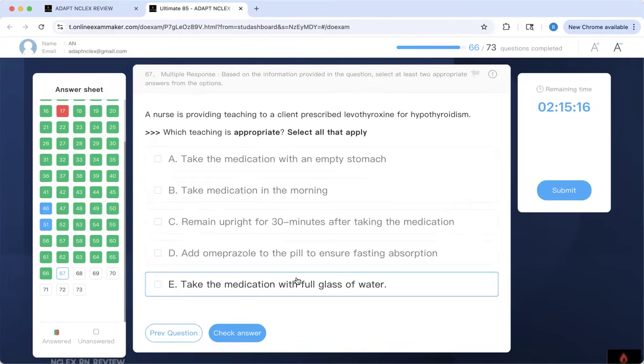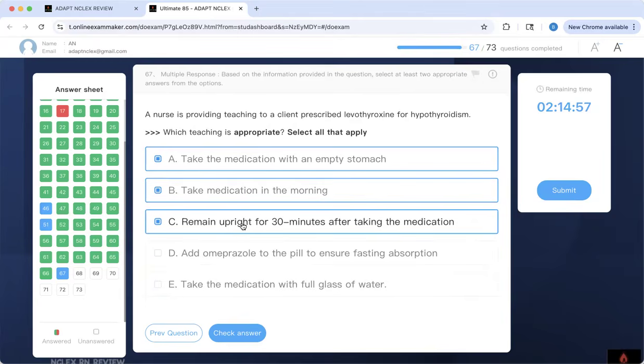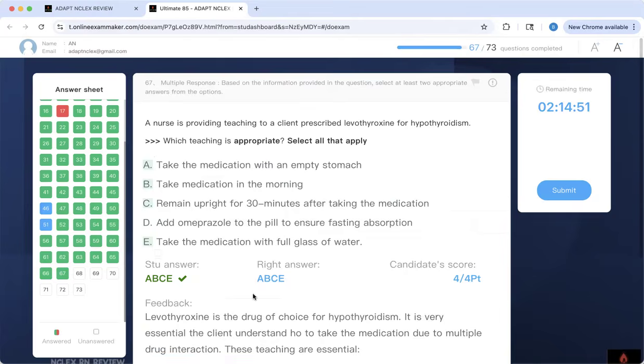This is always a common NCLEX question. You have to know how to teach the patient about levothyroxine and what they need to do. Stop the video, pick your answer, and let's see where you got. The way to take this medication is on an empty stomach, early in the morning. Remain upright. Antacid will affect absorption, and you take it with a full glass of water.